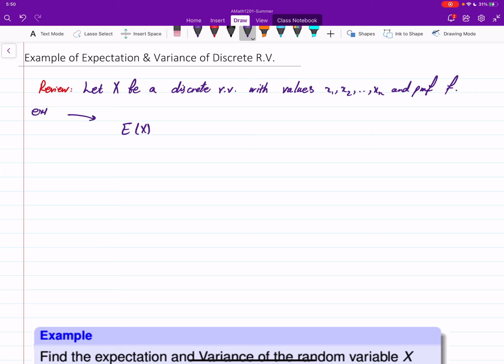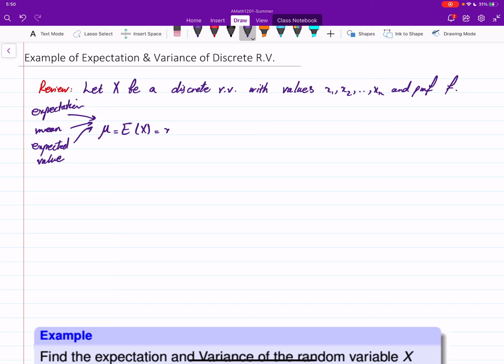This is called the expectation. Some people call it the mean, some people call it the expected value. And there's a notation that I will use: mu as well. This is one of the standard notations that you'll see. So how is it defined?